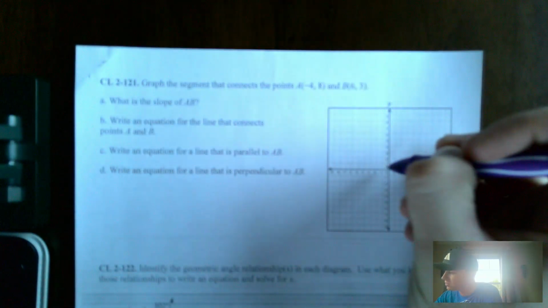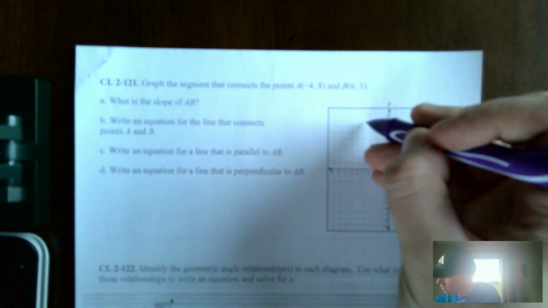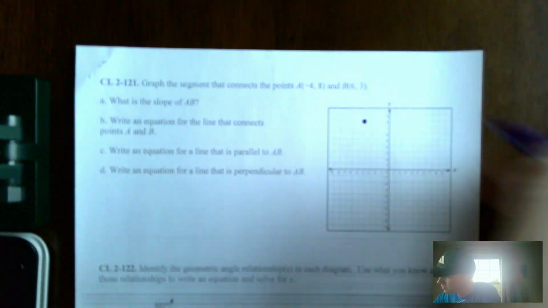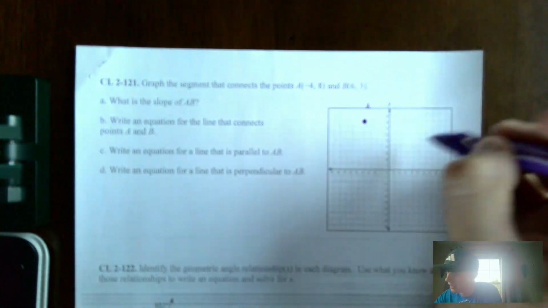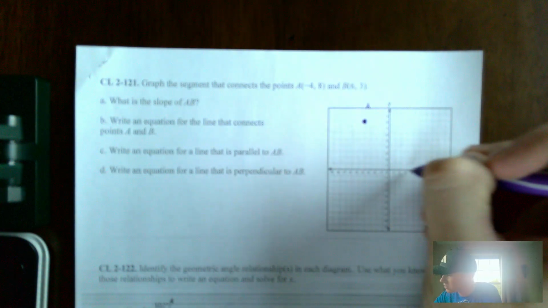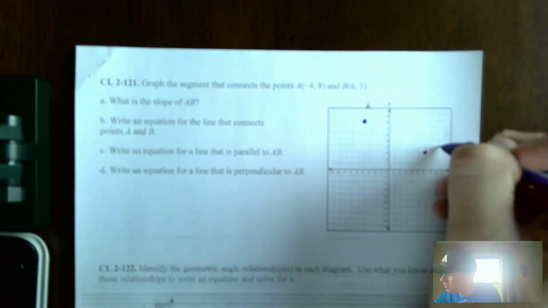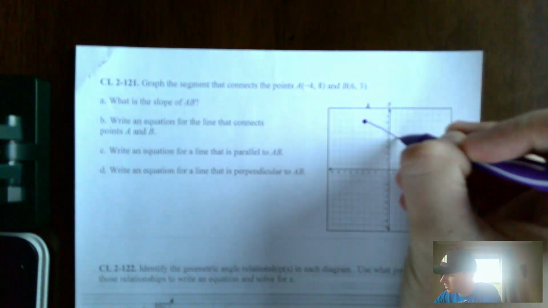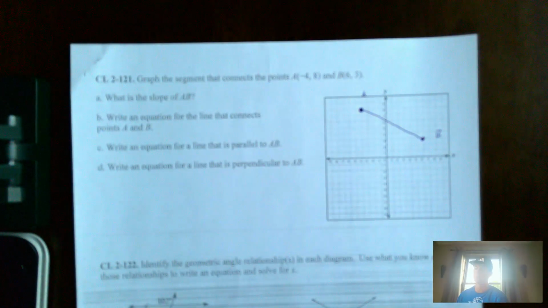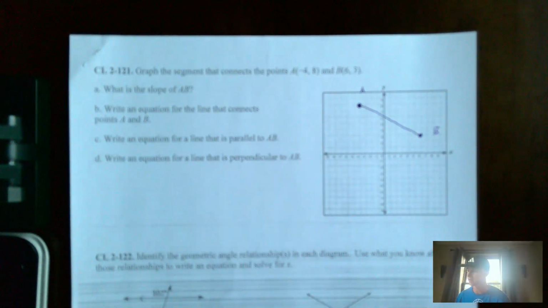So I'm going to go ahead and graph those. So I'm going to go over negative 4, and then up 8, and then I'm going to label that A, and then B is going to be the value of 6, 3. So I'm going to go ahead and connect that segment. You're going to notice, again, this is very similar to the quiz that we actually took. So again, hopefully you did okay with that.